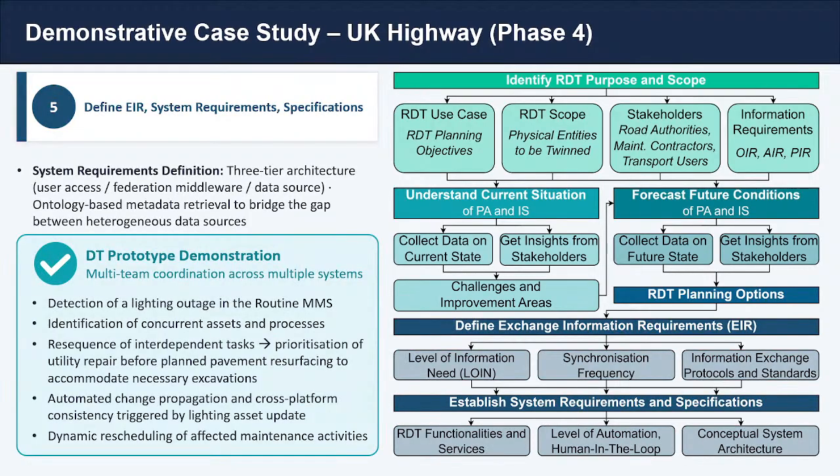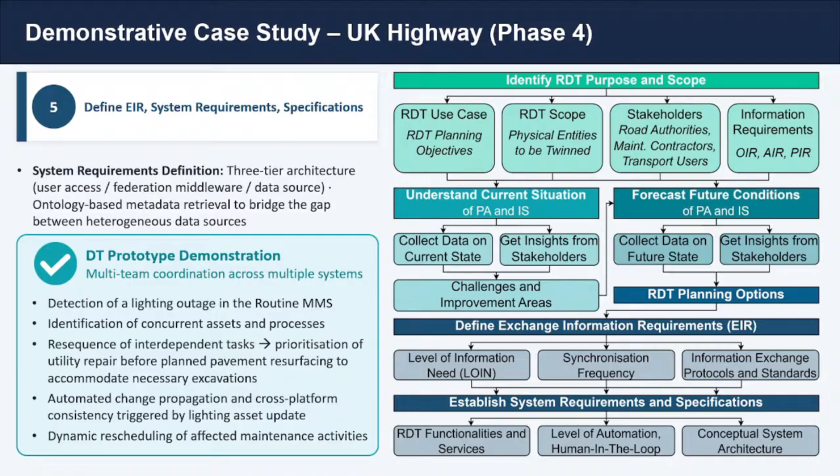We therefore, basing on the chosen option, defined the exchange information requirements and established the system requirements and specification, and proposed a 3-tier architecture based on three layers: user access, federation middleware, and data source. The architecture proposed uses ontologies in order to retrieve metadata from fragmented sources while maintaining the existing information systems.